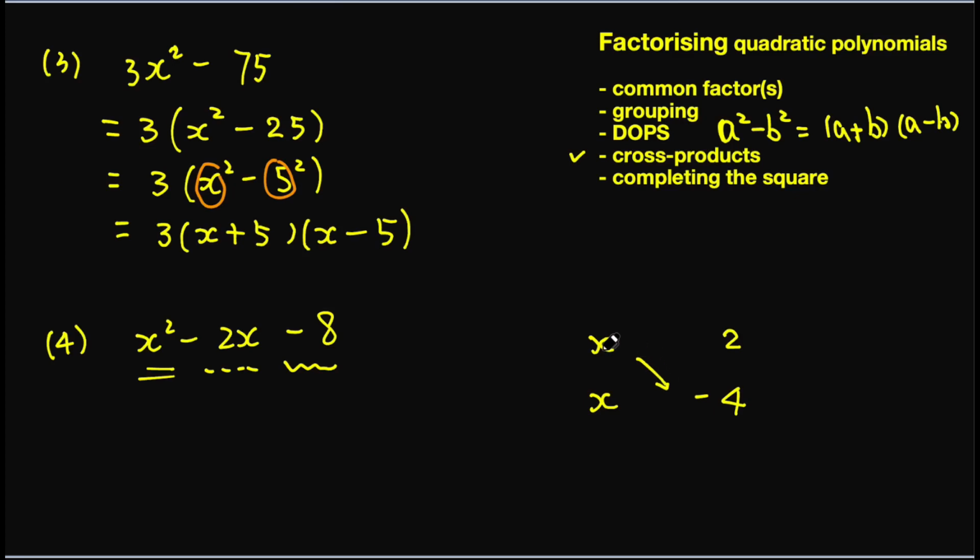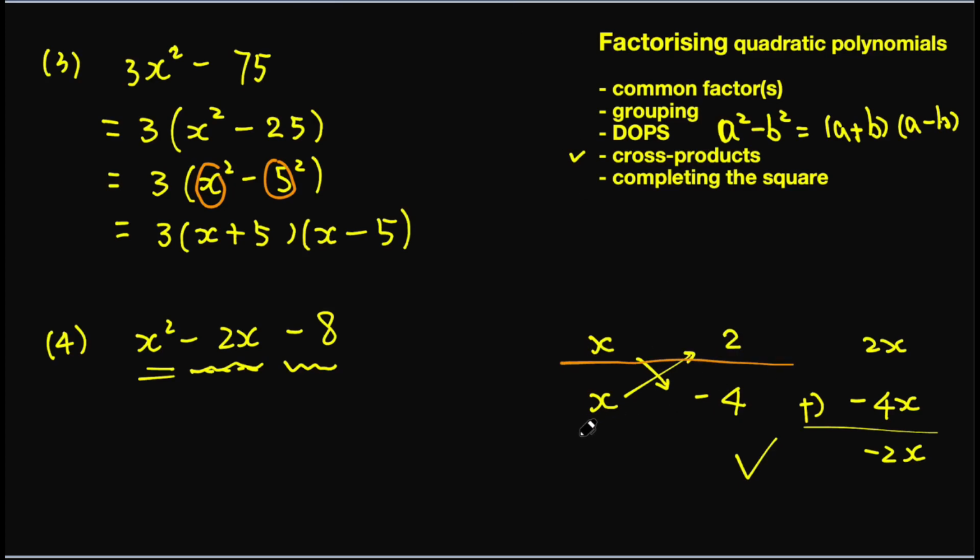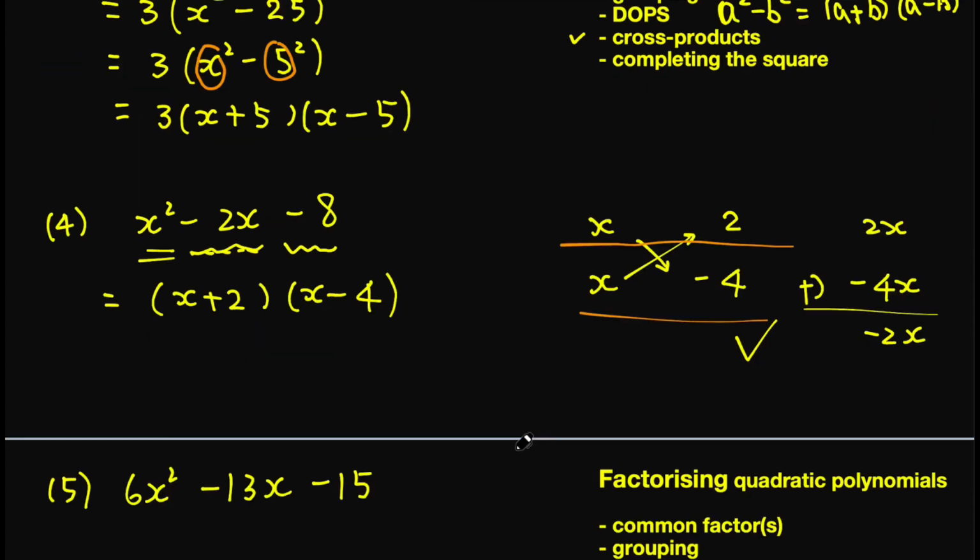Then we are going to check. x times negative 4, we will have negative 4x. x times 2, we will have 2x. And adding these two terms together, we will have negative 2x. It is just the same as the middle term. It means that this way of factorizing is accurate. Then we are going to write down the factors in the horizontal way. We will have x plus 2 and x minus 4.